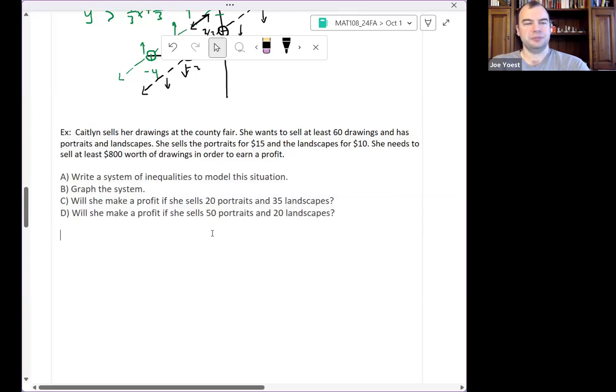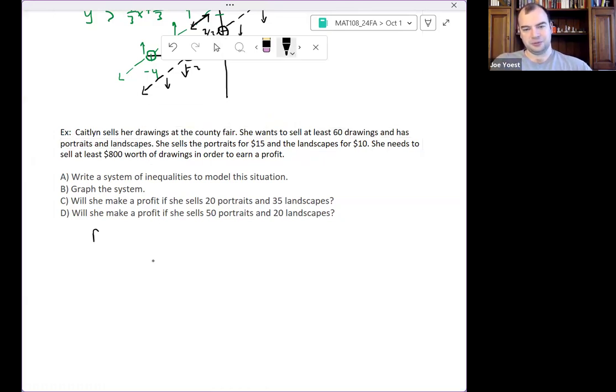All right, and then we're going to set up a system of inequalities here and evaluate that system at two different points to see whether she makes a profit or not in these different scenarios. So Caitlin sells her drawings at the county fair. She wants to sell at least 60 drawings and has portraits and landscapes. So let's call our variables P and L for portraits and landscapes. She sells her portraits for $15 and landscapes for $10.